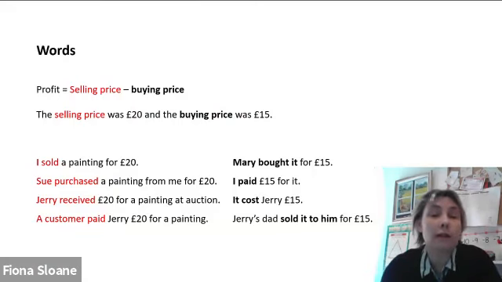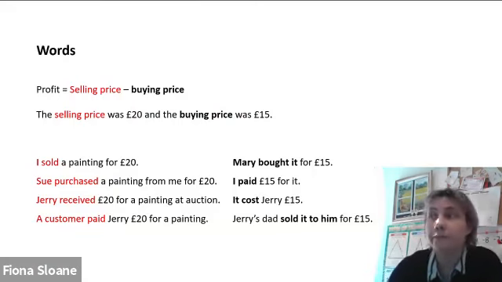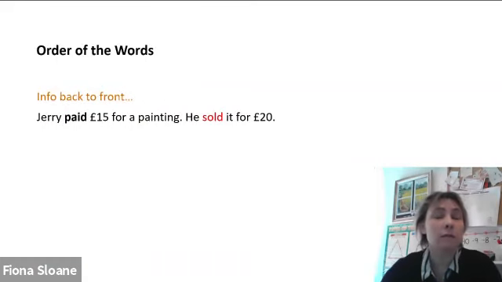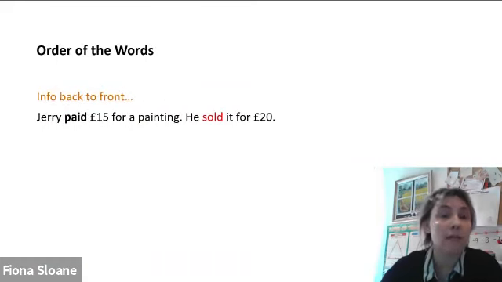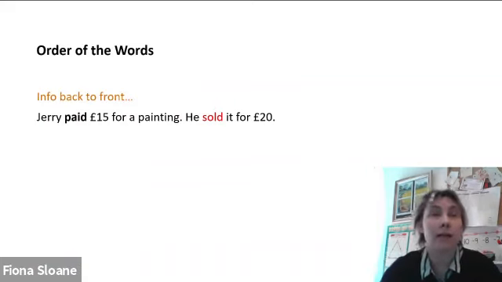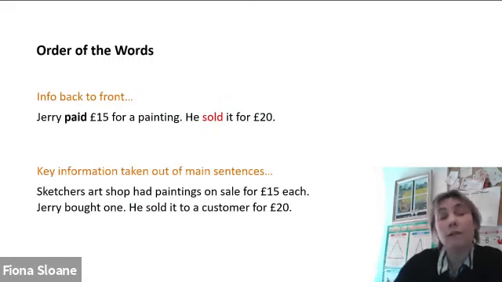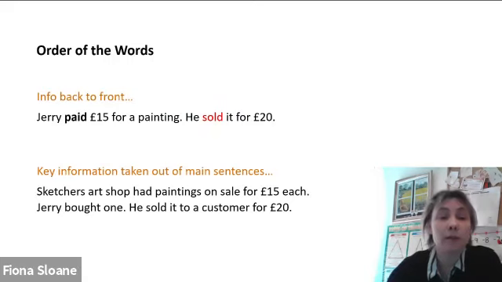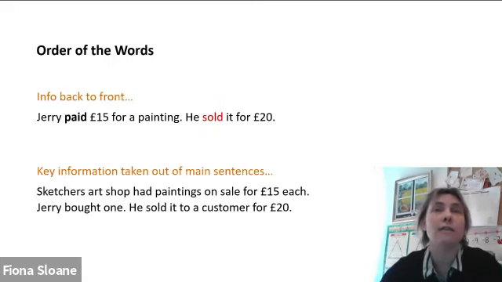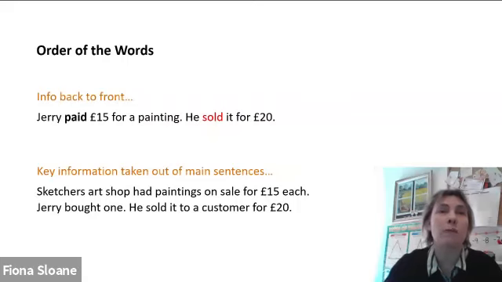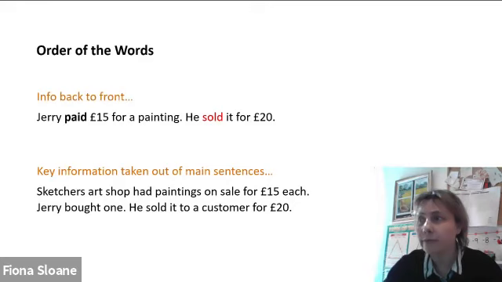So we're just looking at deciphering the words in this one. The next stage is we might change the order of the words around. So you mix it up. So we might have the buying price and the selling price the wrong way around. So obviously this is where we've got to watch out they don't get a negative answer instead of a positive one, or vice versa. Or key information might be taken out of the main sentences. So you have a sentence at the start that says, here's some random information, and then you have to substitute it into the following sentences.